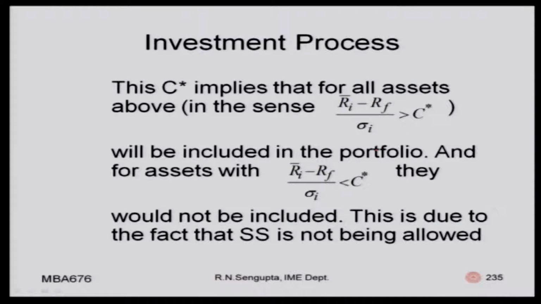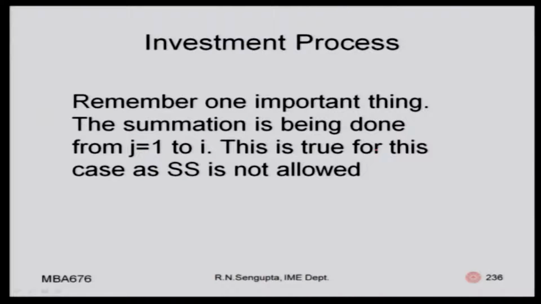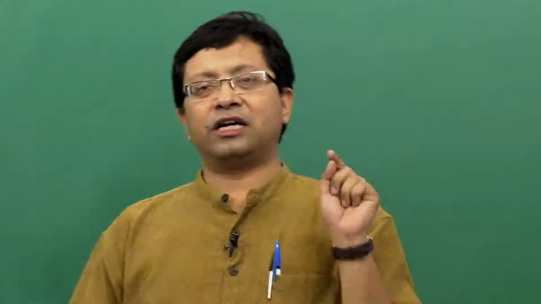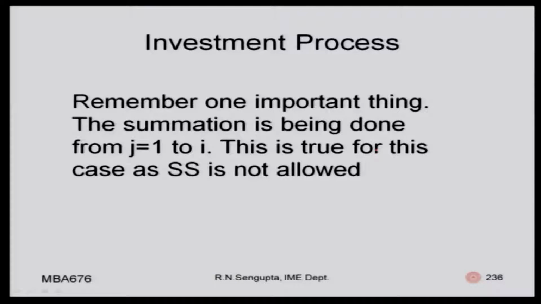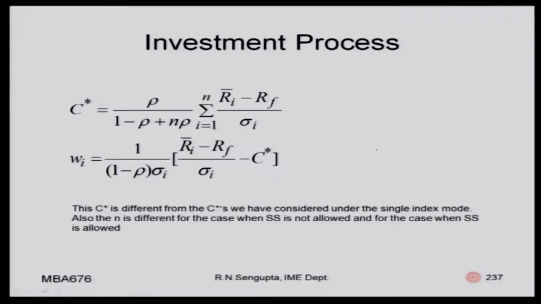So, if you come to these values, remember another thing: whenever there is a repetition, when you are trying to find out the summation, it is basically j equal to 1 to n or j equal to 1 to i, and i basically means the particular asset till which you are trying to find out the value of C_i. C star is given by this formula where rho is the constant correlation coefficient which you have already considered, and these weights are given by these formulas.